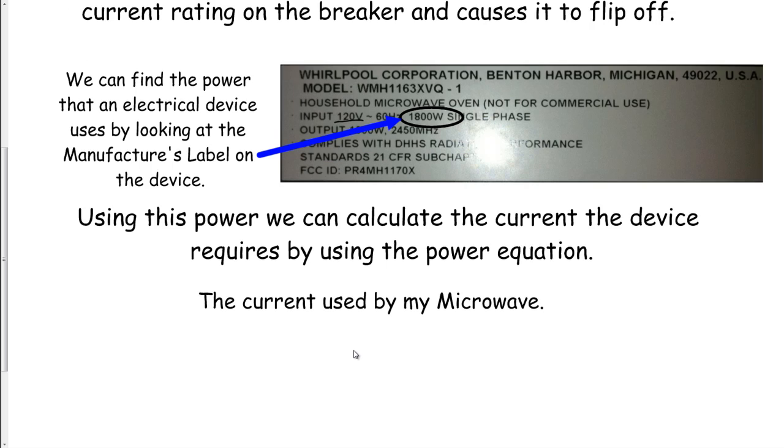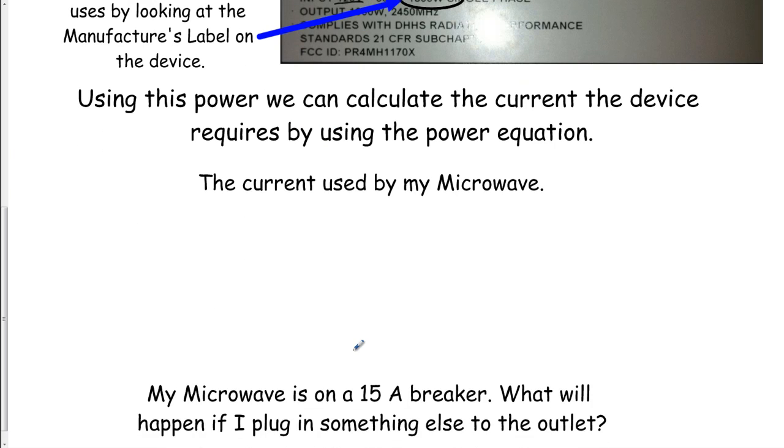So using this data plate, you can actually calculate how much current is going to be used by that device. So here we go. We're going to go ahead and calculate how much current is used by my microwave. So power equals voltage times current. And I want to know the current, so I'm going to rearrange this. So I'm going to divide both sides by voltage. So power divided by voltage equals current. Now my power is 1800 watts. And my voltage is 120 volts.